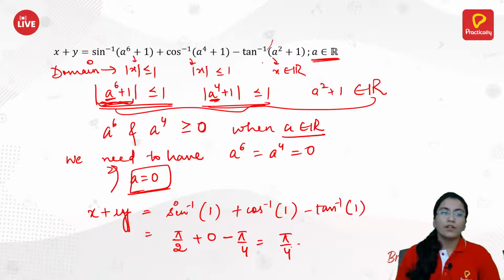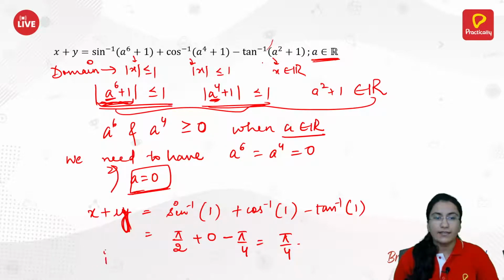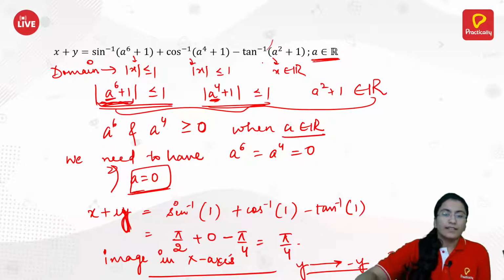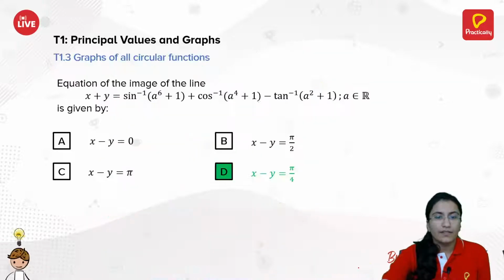Now if you want the image of the same line in the x-axis, that means you just need to replace y with minus y, and you have the same line. That means you have x minus y equals pi by 4 as your line.